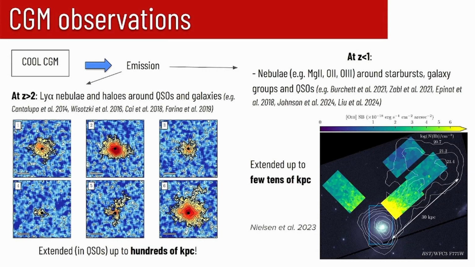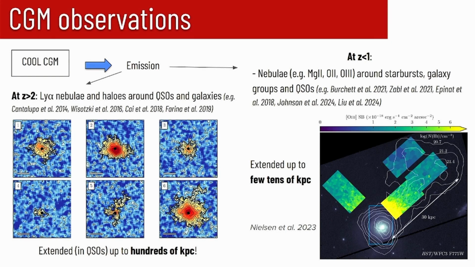Then we go all the way down to the cool ionized CGM. Here we have temperatures of about 10^4 Kelvin, and besides being observed in winds up to maybe a few kiloparsec above the disk, in general there's been a boost in the last 10 years thanks to the new IFUs like MUSE or KCWI. A very big result is the finding of these ubiquitous Lyman alpha nebulae around quasars, and in some cases also galaxies at high redshift. In some cases, they extend up to hundreds of kiloparsec from the center.